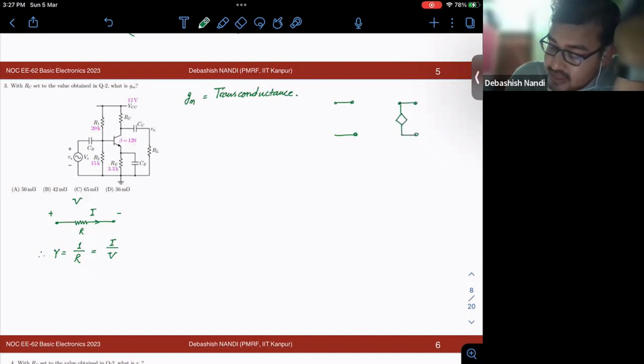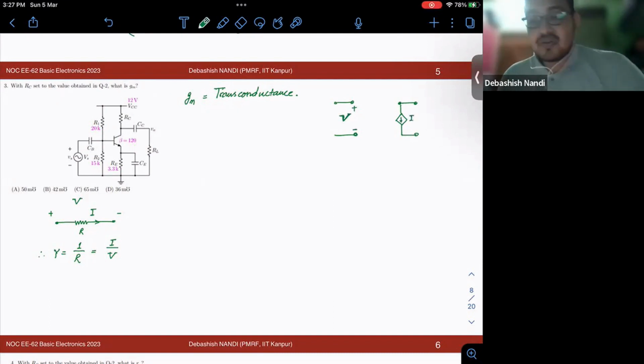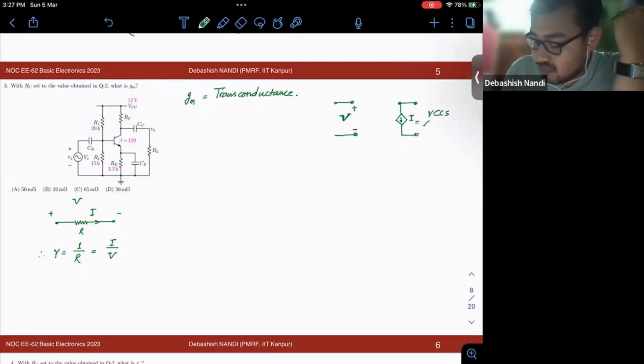Suppose you have this kind of scenario. There is a potential drop across this. Say this is your V, and this is your I. Now the symbol is of a controlled current source. If it is a voltage controlled current source, then I equals some GM into V.